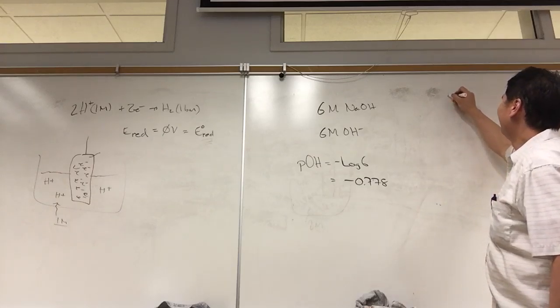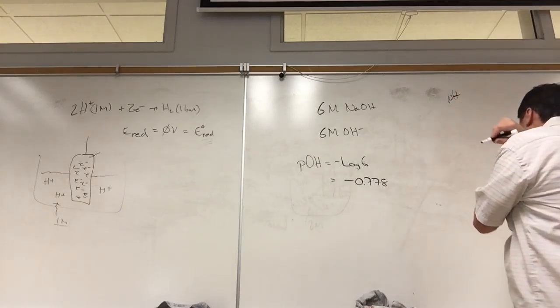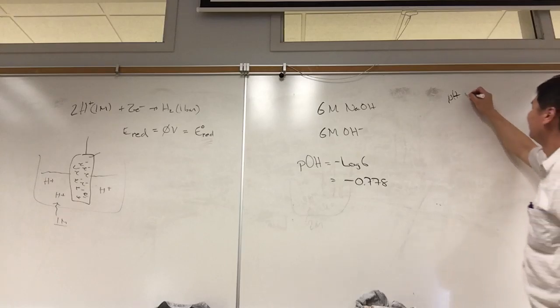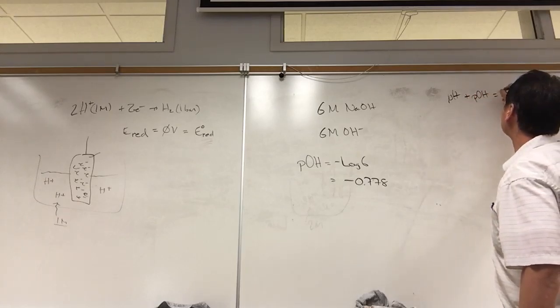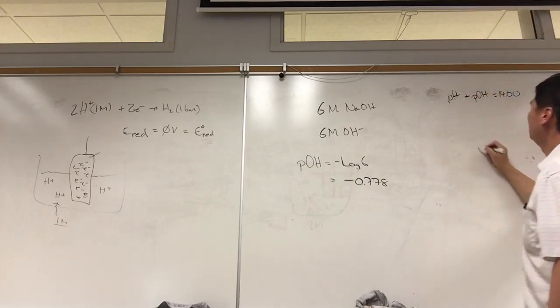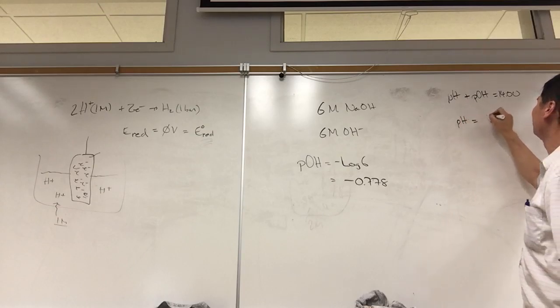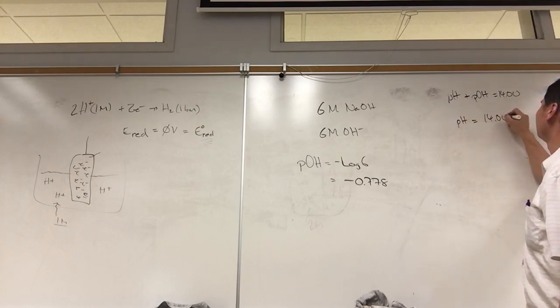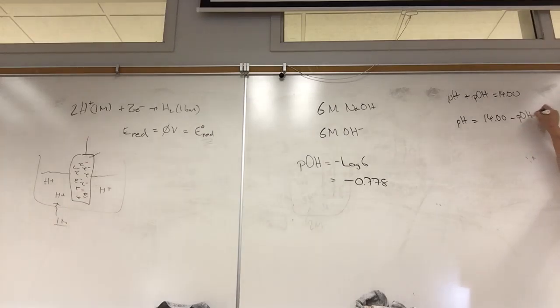And so we know that the pH plus the pOH is equal to 14.00. And so the pH is equal to 14.00 minus the pOH. There's a lot of people who screwed it up here, because a minus is a plus, so the pH comes out to 14.778, which is about 15.